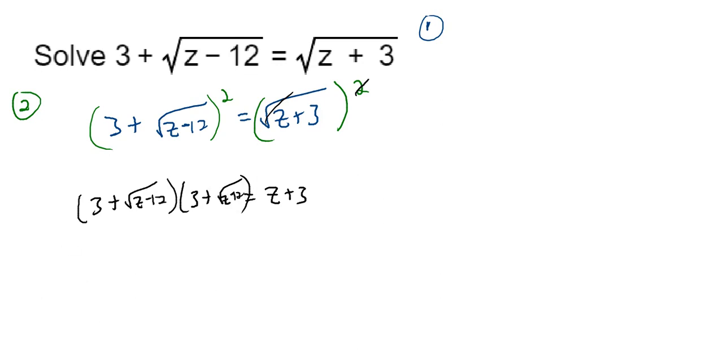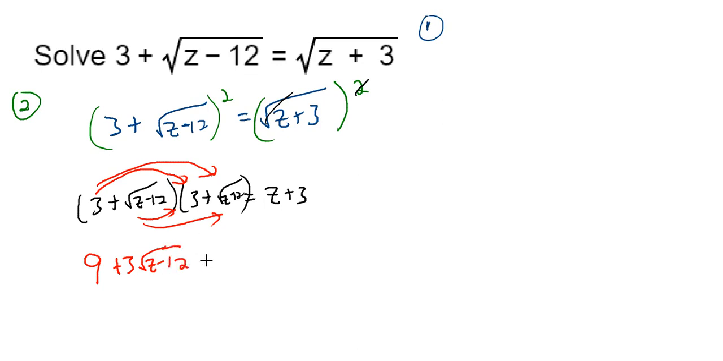I really didn't leave myself enough room for that. Hopefully you can read that okay. So we're going to FOIL to simplify this. The first terms, 3 times 3, is 9. The outer terms is going to be 3 times the square root, which will be positive 3 square root of z minus 12.